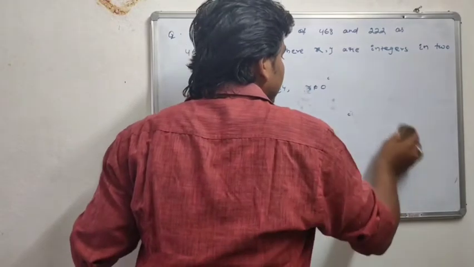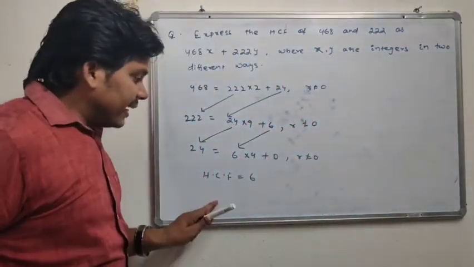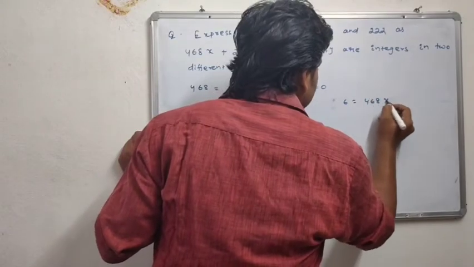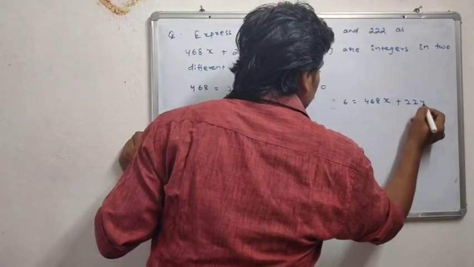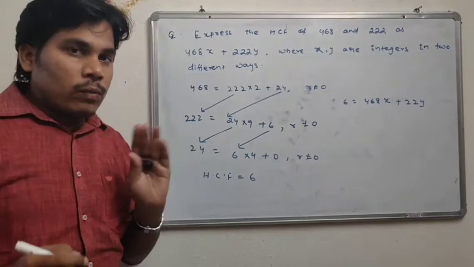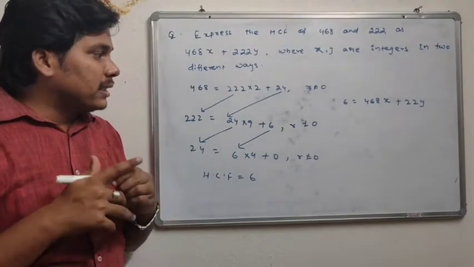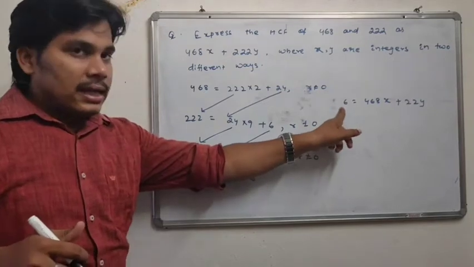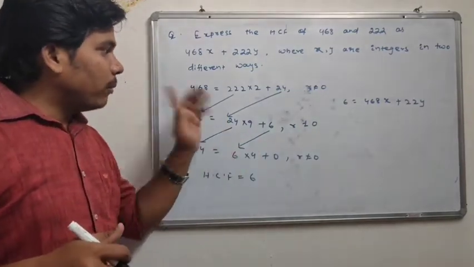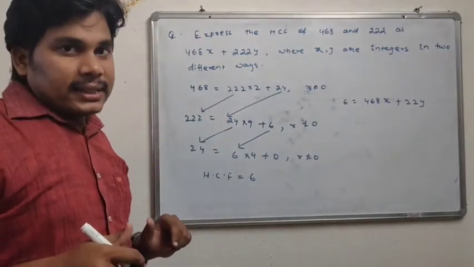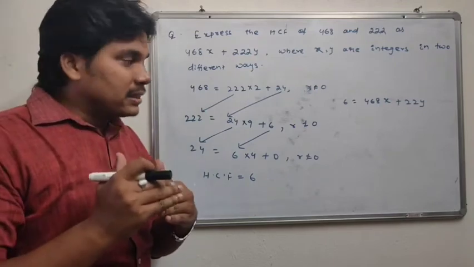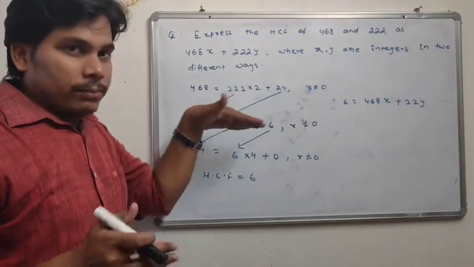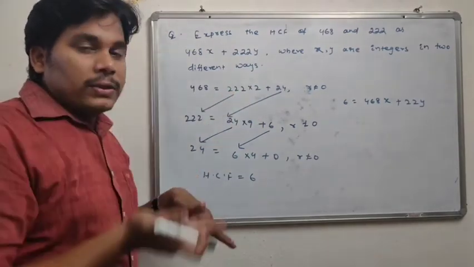As the HCF is 6, we have to represent this HCF as 6 equal to 468x plus 222y. Understand what the question is? The question is that the HCF of 468 and 222 is 6. This should be represented in the form of 468x plus 222y. For this representation, what will I do? I will do this from the back method, means in the opposite method.